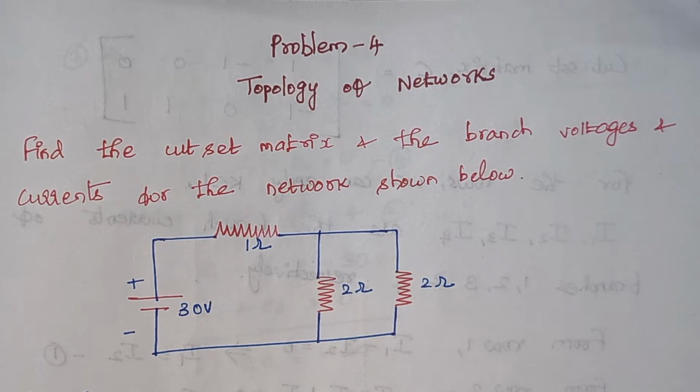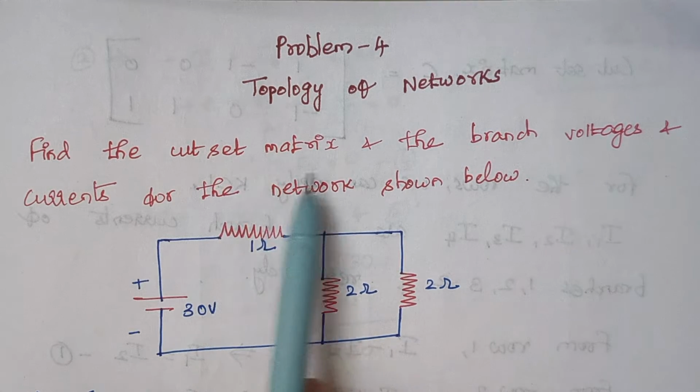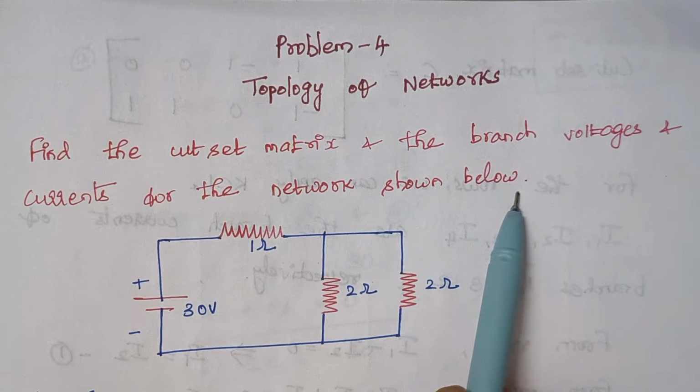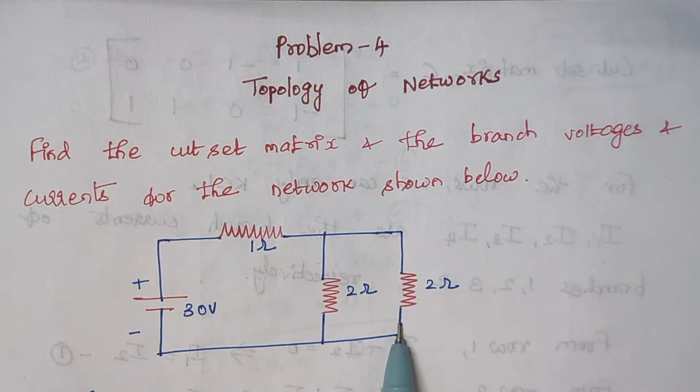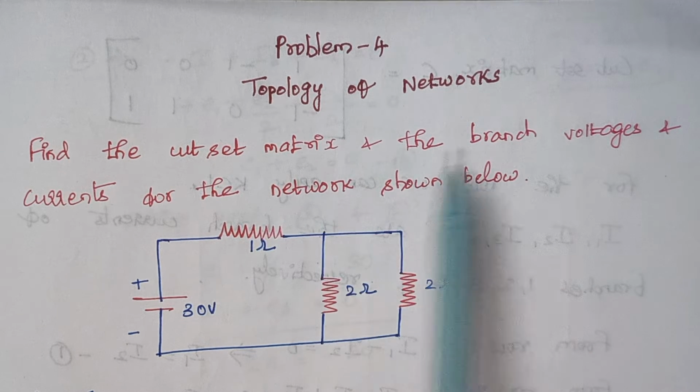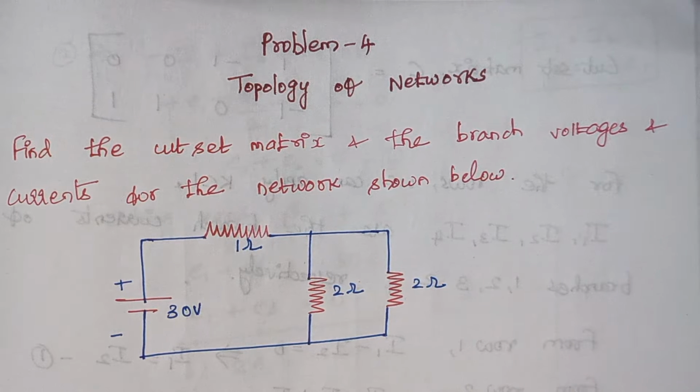The topic is topology of networks. Find the cut-set matrix and the branch voltages and currents for the network shown below. So here this is the given circuit diagram. We are going to write the cut-set matrix, branch voltages as well as branch currents.